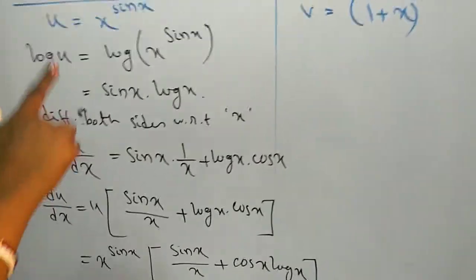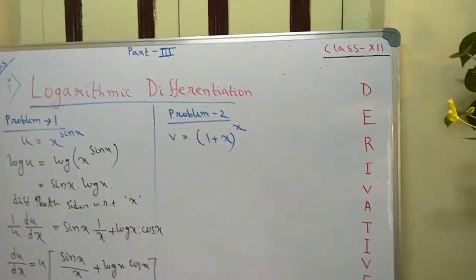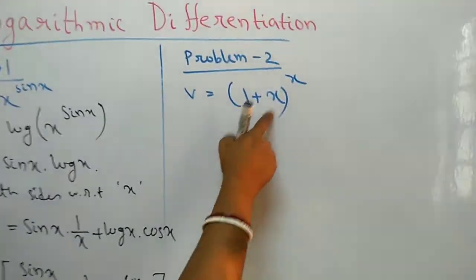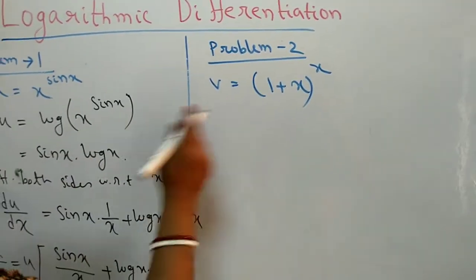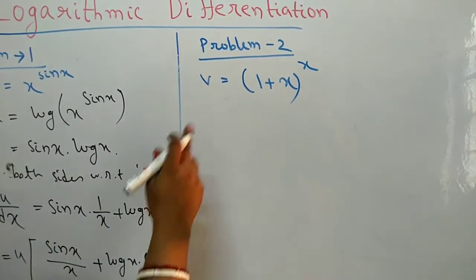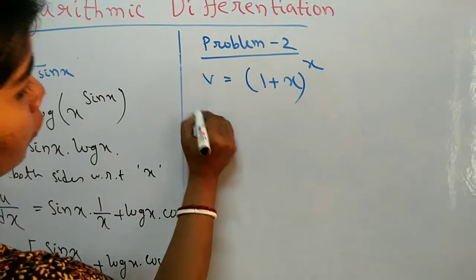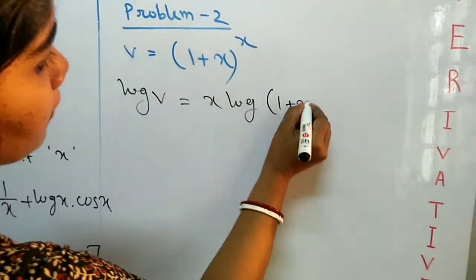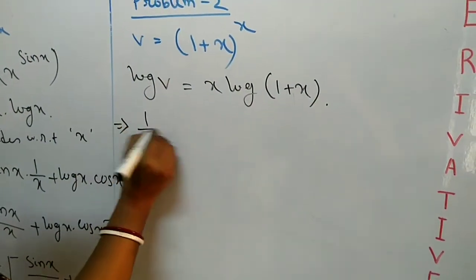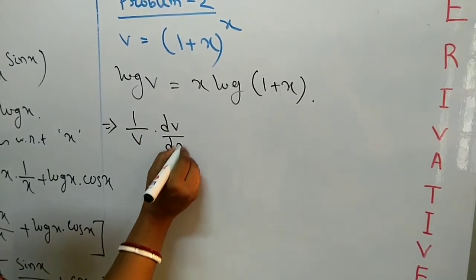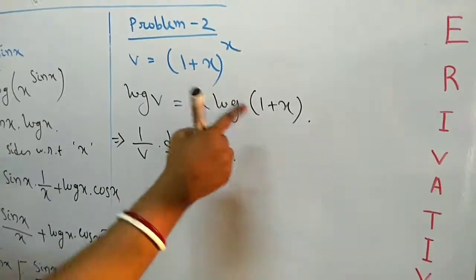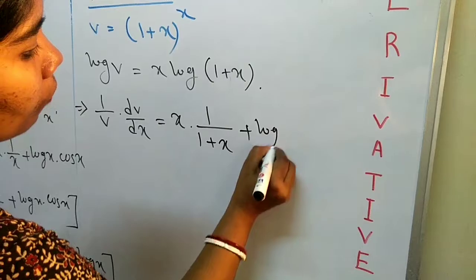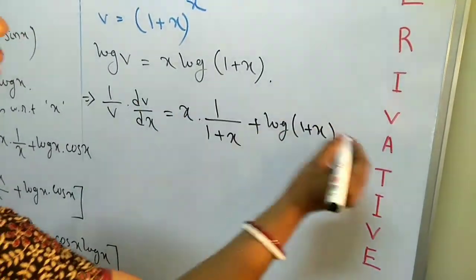Now I am coming to the second problem. Here v equal to (1 plus x) whole to the power x. So again, before differentiating we have to take logarithm on both sides. So we are getting log v equal to x log(1 plus x). Therefore 1 by v into dv dx equal to, keeping x fixed, derivative of log(1 plus x) is 1 by (1 plus x), plus keeping log of (1 plus x) fixed, derivative of x is 1.